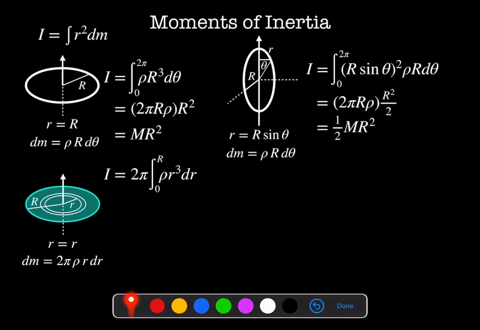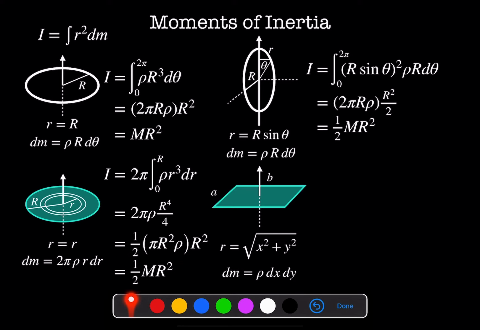This is going to give us 2 pi times the integral from 0 to r of rho r cubed dr, which is 2 pi rho times r to the 4th over 4. We can rewrite this to pull out a factor of mass. So this is 1/2 times pi r squared rho, which is the mass, times r squared. So this is also going to give us a moment of inertia of 1/2 mr squared.